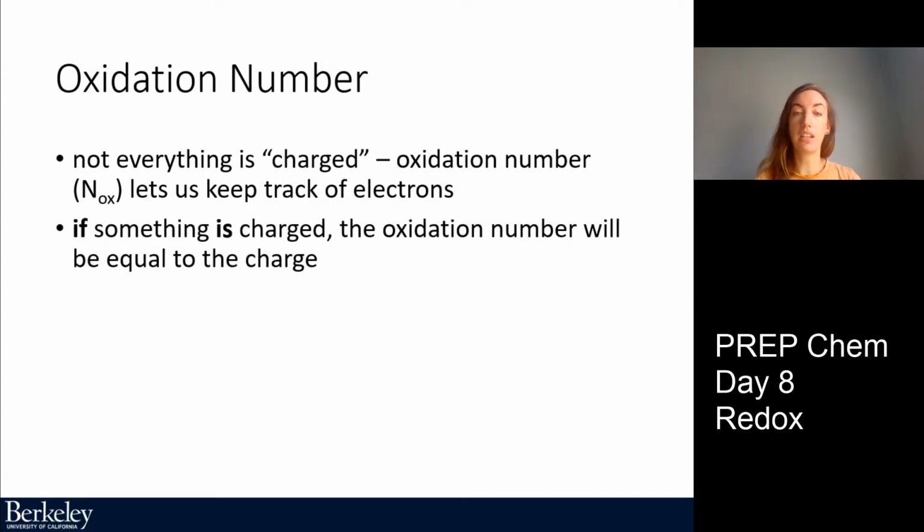That said, if something is charged, the oxidation number will be equal to the charge. So if I have a lithium plus ion, its oxidation number will be +1. If you have something that's charged, there's kind of no need to distinguish between oxidation number and charge because they'll be the same. But if you have more complicated molecules, even like H2O, none of those are explicitly charged. They're not ions, but they still have oxidation numbers.